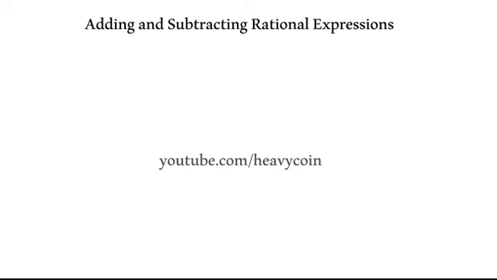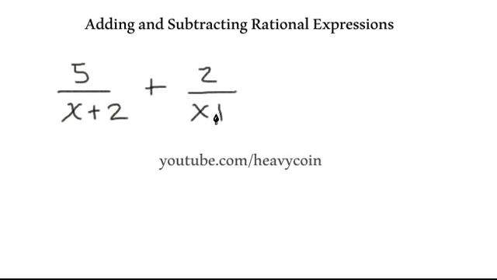Let's see what I've got here. Looking at my notes, here's one where the denominators are different. We got 5 over x plus 2 plus 2 over x plus 3. Now in this case you see the denominators are different, so we have to get a common denominator, and we are going to do that.